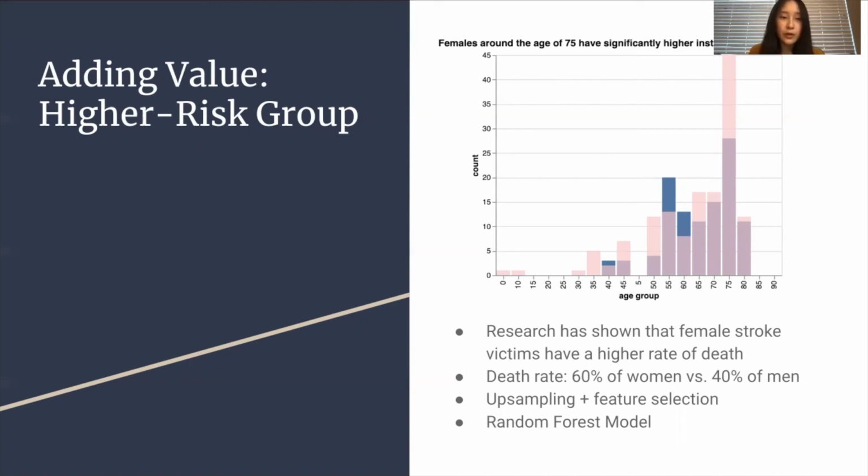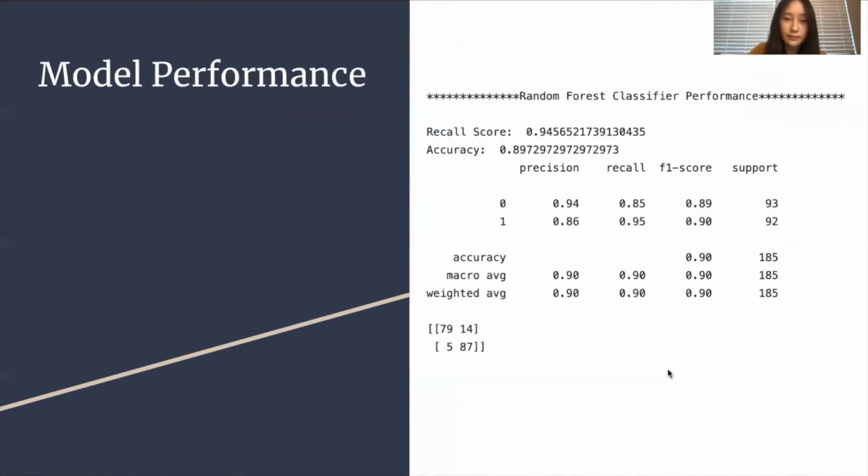So we'd like to focus on female patients over the age of 70 and come up with a model that predicts stroke in this specific group. So we balance our data by upsampling for the same reasons, feature selection to avoid overfitting, and we chose random forest again because it produced the highest recall and accuracy scores.